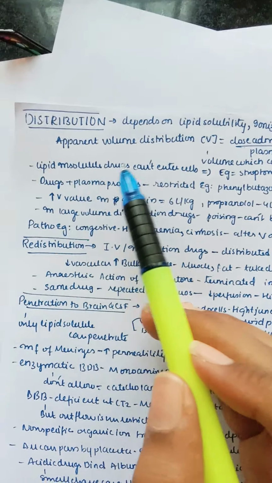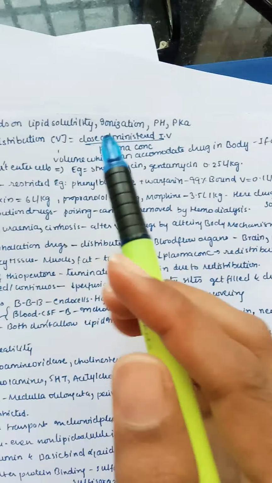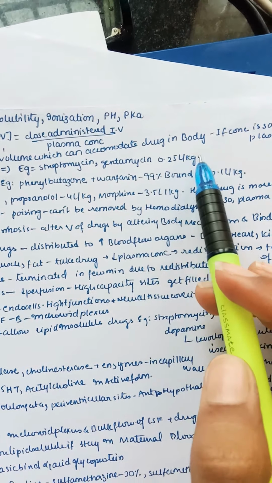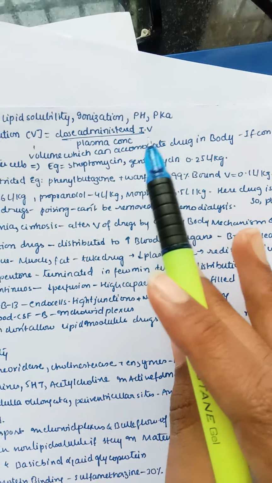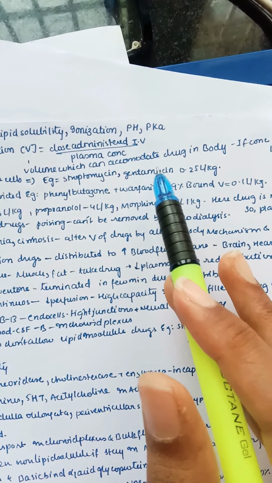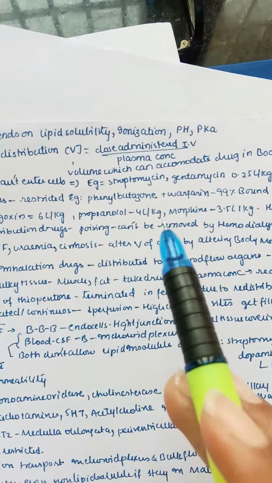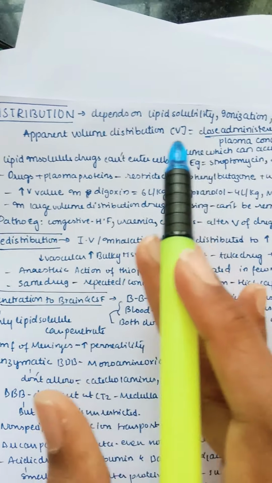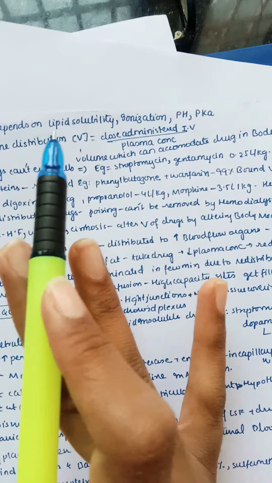Here the lipid insoluble drugs can't enter the cells. What are the examples of these lipid insoluble drugs? Streptomycin and gentamicin, with 0.2 liter per kg. As they are lipid insoluble, they just stay in the circulation and can't enter the cells. So we try to give them in different ways, like orally, rectally or sublingually, etc.